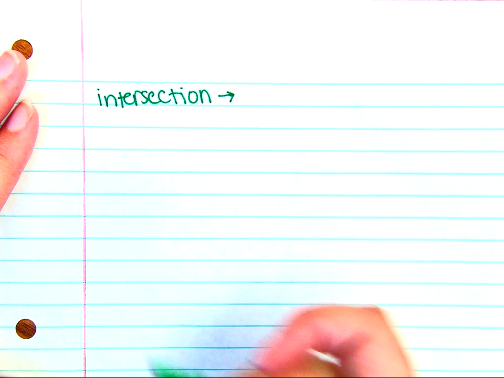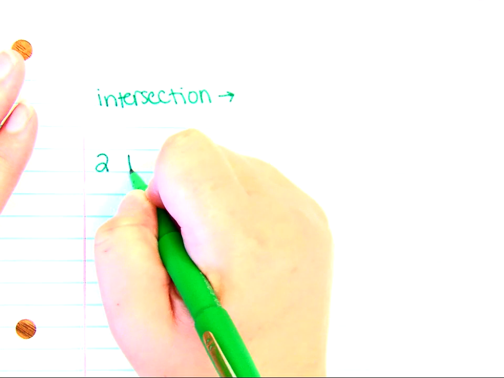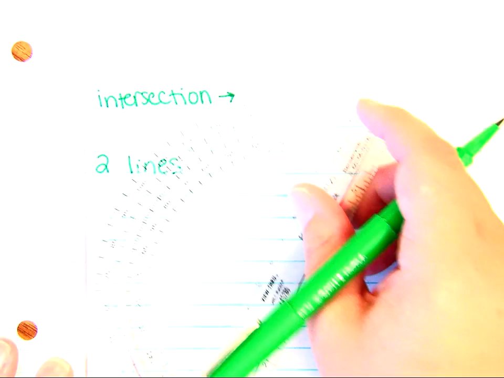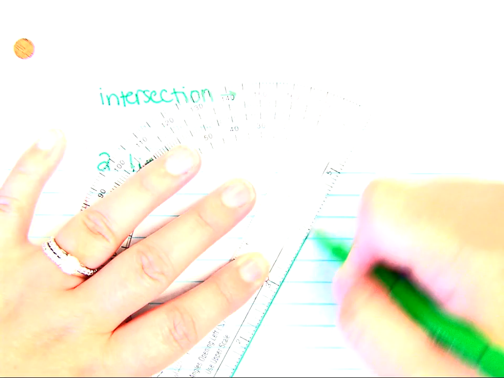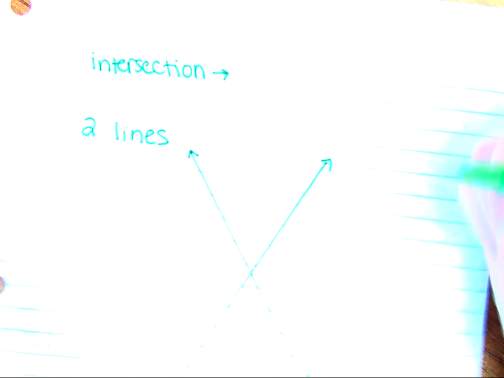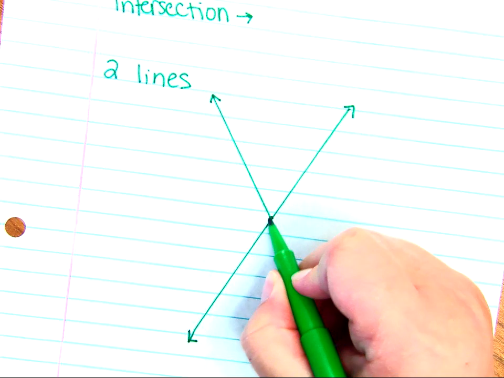So when we have the intersection of two lines, okay, what happens when I have two lines and they're going to intersect? Well, you should be thinking back to your algebra days. What happened when you had two lines that maybe had opposite slopes? So one was a negative and one was a positive. Well, they intersected. And two lines should intersect in exactly one point.